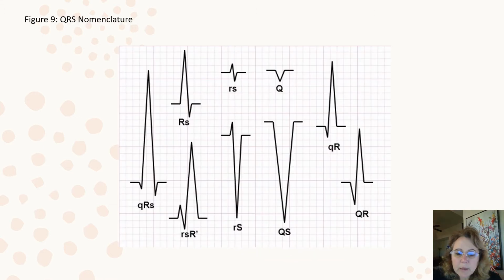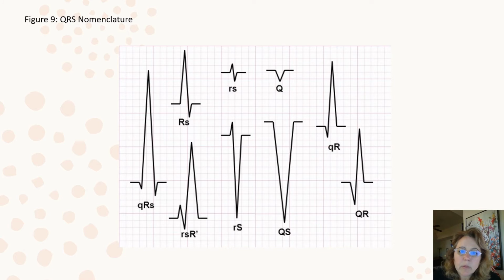Now, how do we identify this? Just like we started off the beginning of this lecture talking about the deflection and how it can be positive and negative and look different, we also need to make sure that we're using the same nomenclature, the same descriptors, in talking about our QRS complexes.